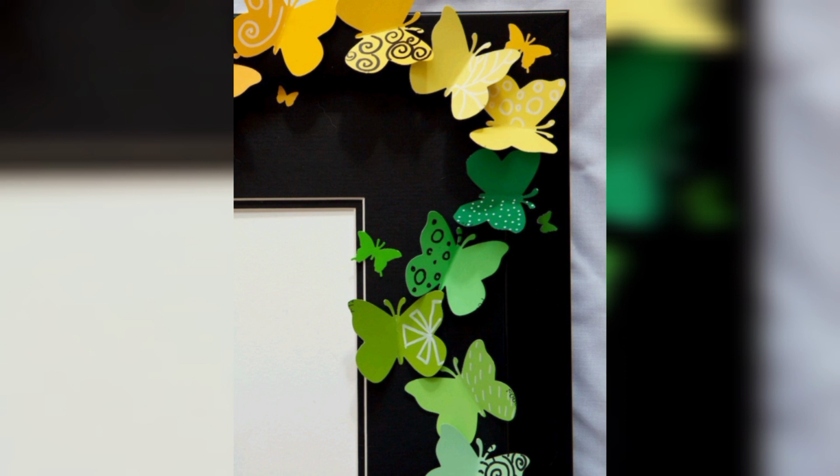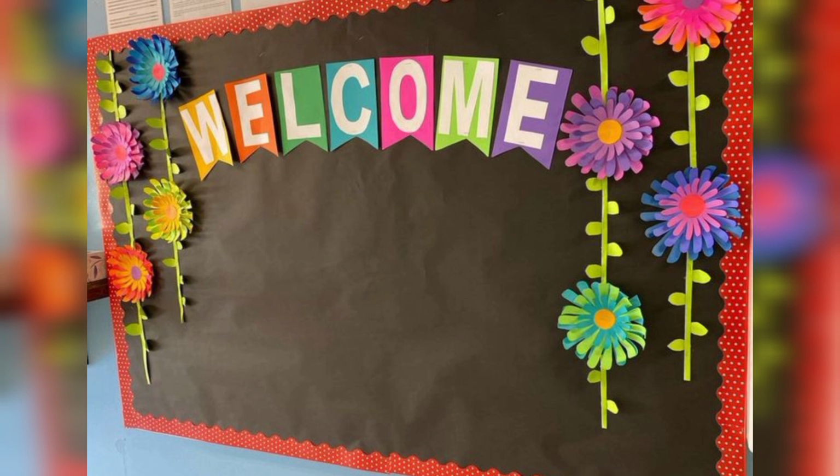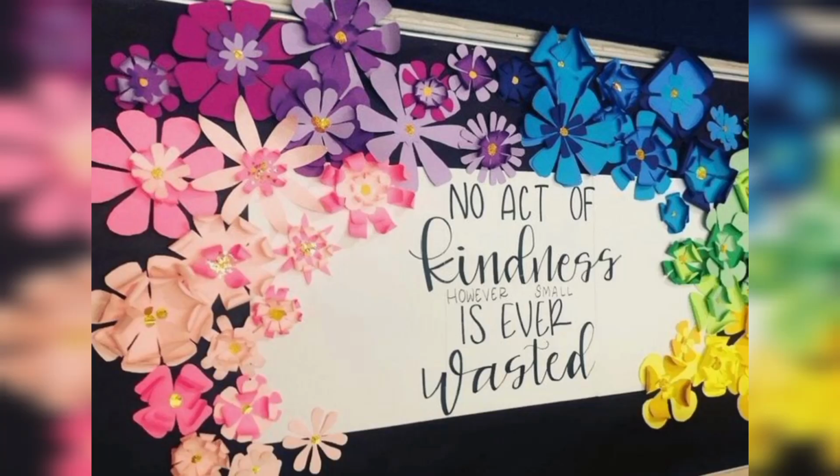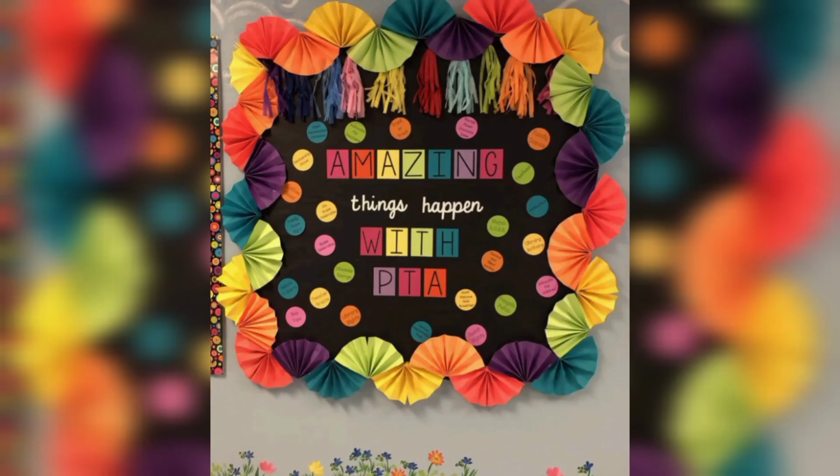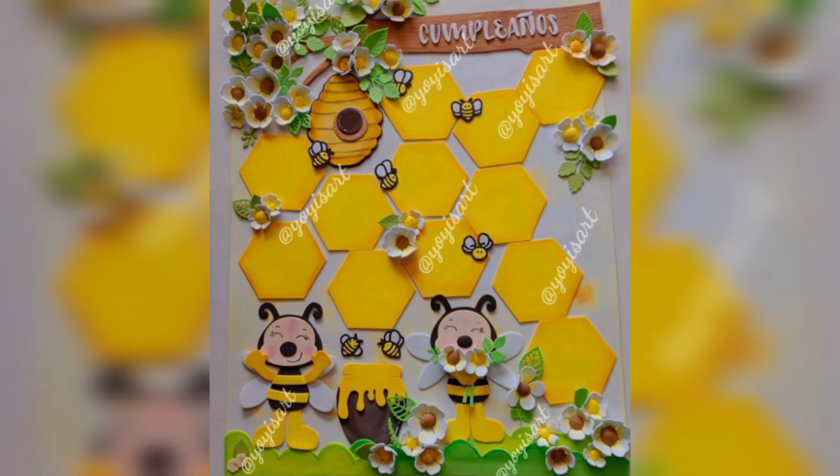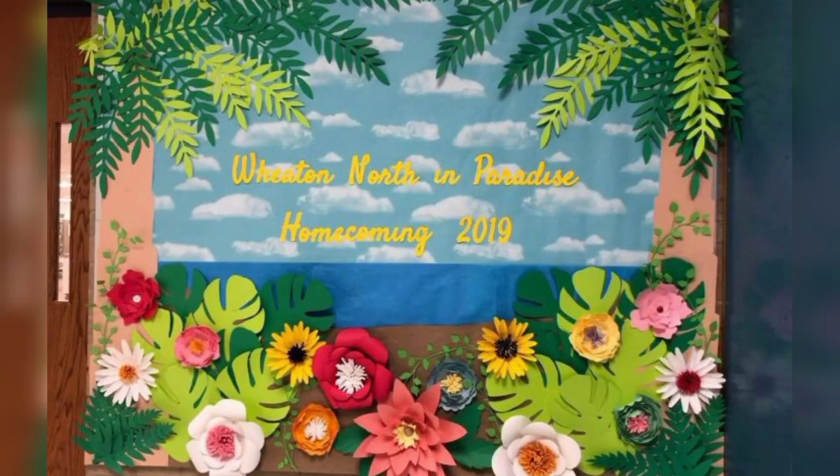For our first idea, we have a rainbow theme board. It's perfect for creating a cheerful and inviting atmosphere. We can use bright construction paper to make a large rainbow shape and then add cloud shape cutouts with student names and positive messages. We can use a bee theme or a greenery theme like it.